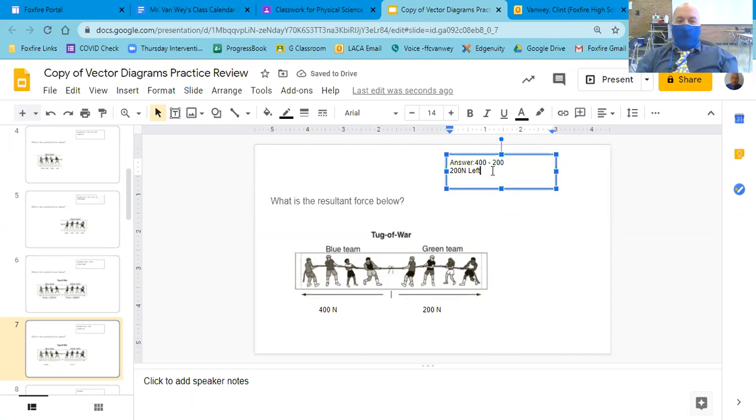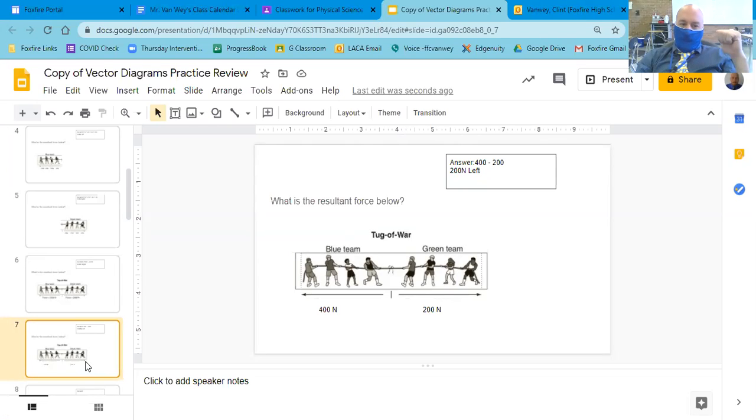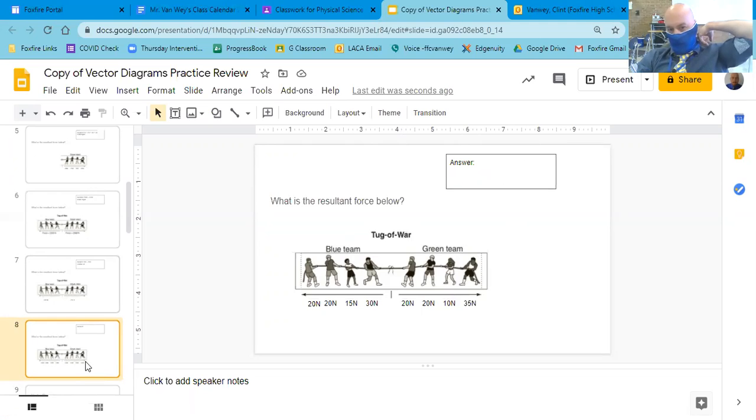So whenever we're finding resultant forces, guys, remember our rule is find the difference in forces, okay? Subtract them to find out how much difference there is. And then whichever team pulled or pushed harder, that team wins. That side wins. I hope that's clear. I would ask you guys if that's clear, but two of you would answer and the rest of you would not.